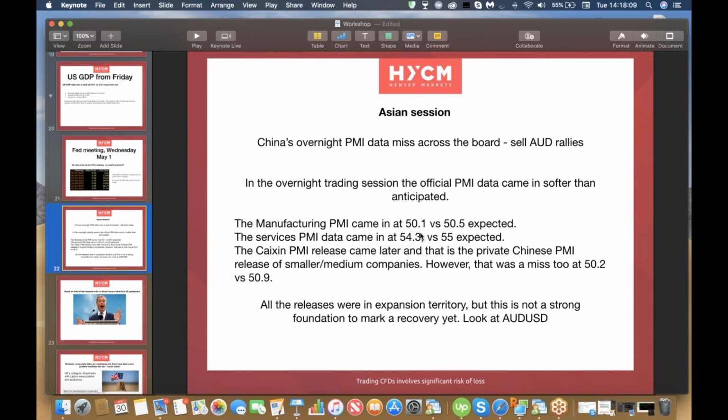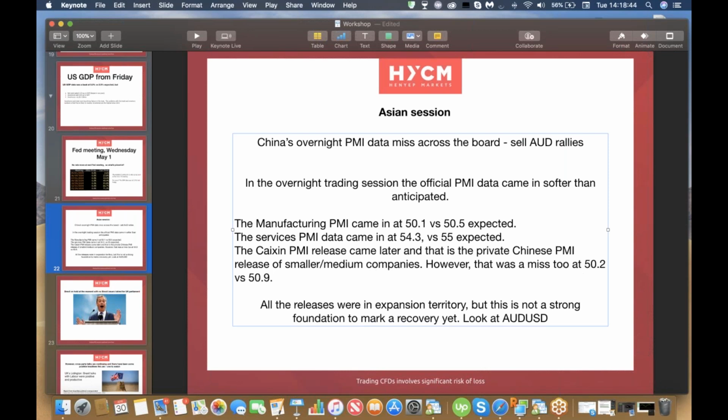In the Asian session overnight now, the standout event was China's overnight PMI data. Now that was a miss across the board, okay? So the manufacturing PMI missed at 50.1 versus 50.5 expected. The services PMI data came in at 54.3 versus 55 expected. And the Caixin PMI release came later, and that is the private Chinese PMI release of small and medium companies. And there was a miss there of 50.2 versus 50.9.